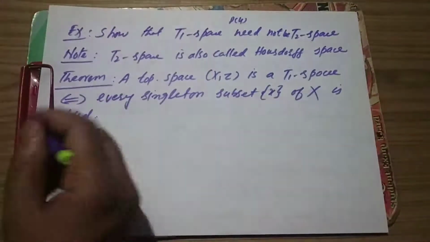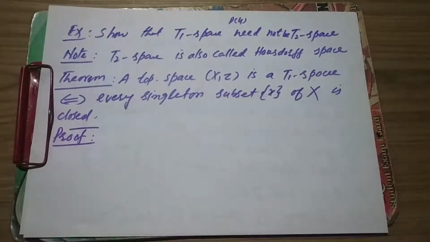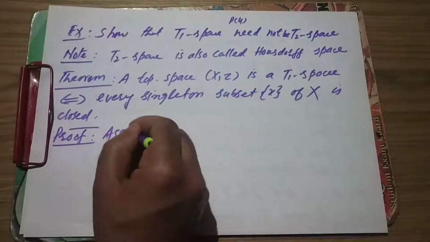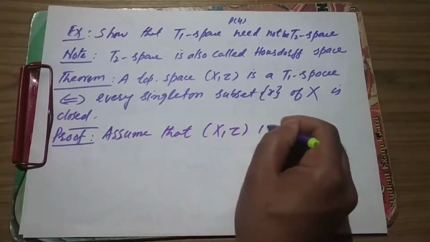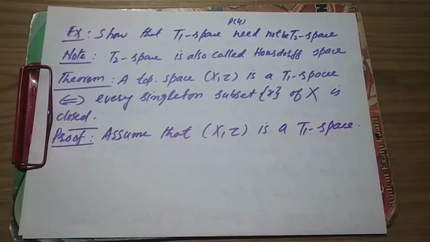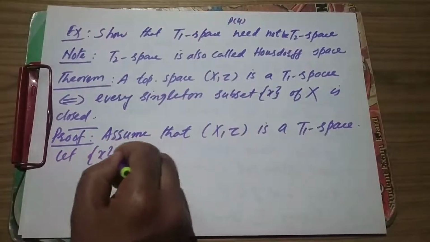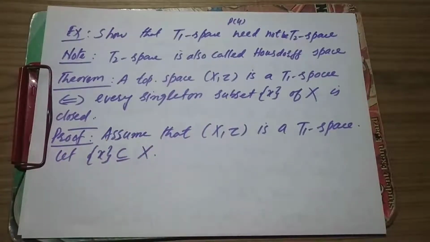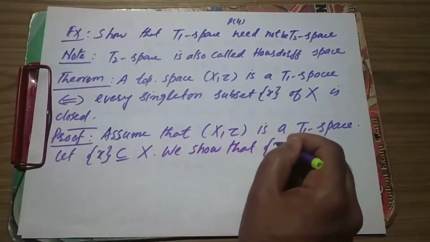Okay, so let's prove this theorem. It's very simple. So suppose we assume that (X, tau) is a T1 space. We need to show that every singleton subset of X is closed. So let {x} be any singleton subset of X. We show that this is closed.